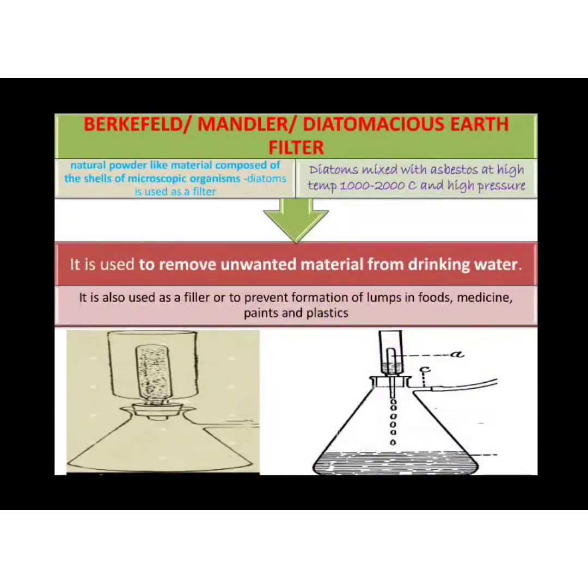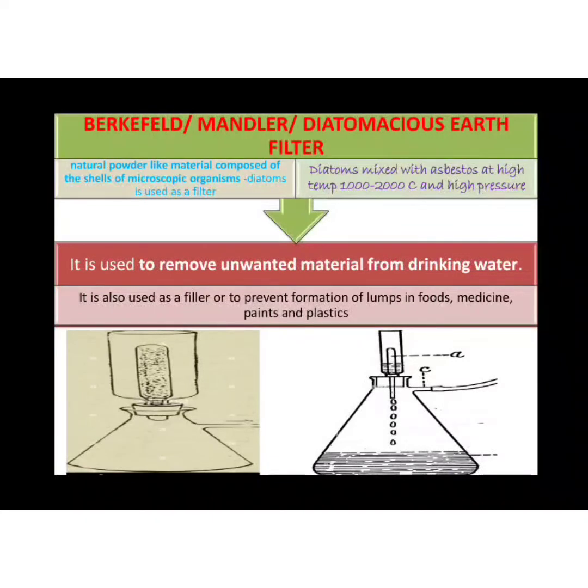Moving on to the next one, your Berkefeld, Mandler or diatomaceous earth filter. Now here the filter pad or the filter is made up of diatomaceous earth. Now here, how is it prepared? The diatomaceous earth material and the asbestos sheets or fibers are mixed together in uniform proportion and subjected to very high temperature around 1000 to 2000 degrees centigrade and at a very high pressure. Now when this is subjected to very high pressure, what happens?